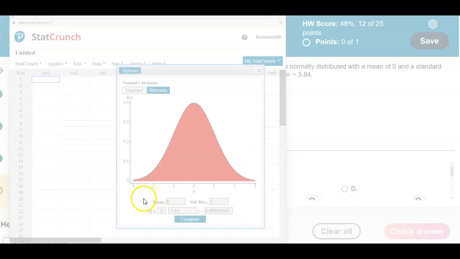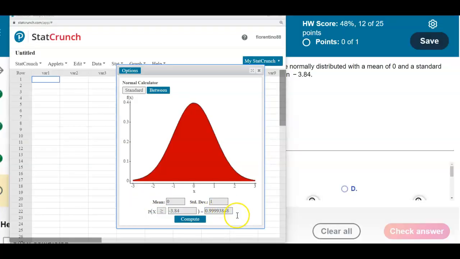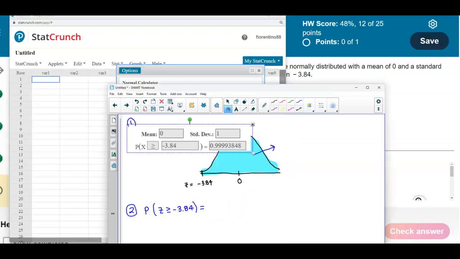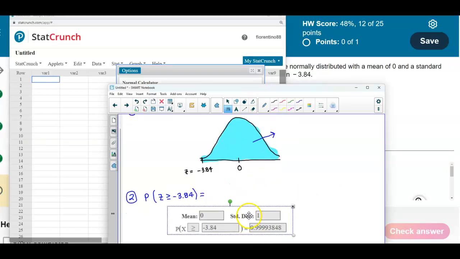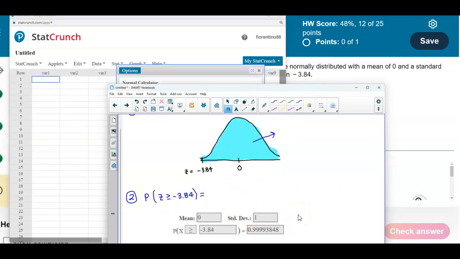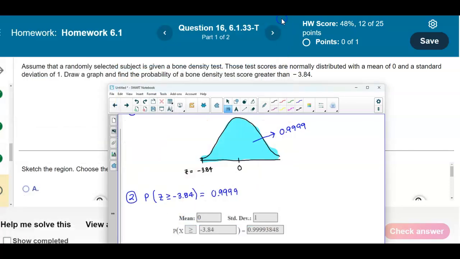So let's go ahead and do that. So we get an area, or a probability, of 0.9999, okay, which is pretty close to 1. So therefore there is a probability of 0.9999. Now let's go ahead and answer our questions.